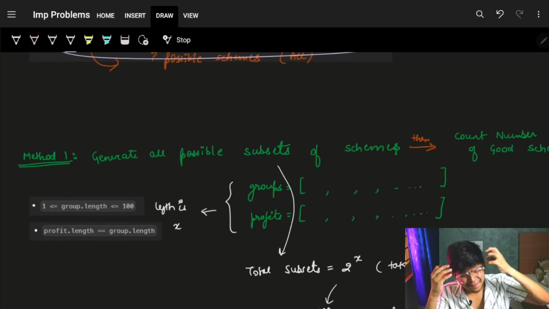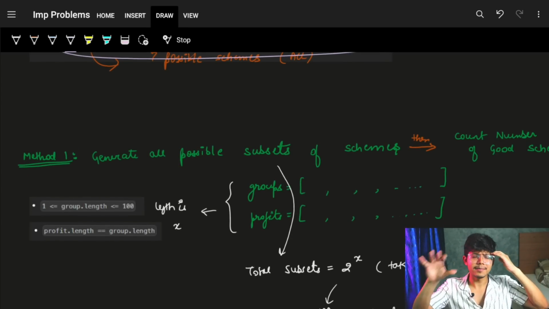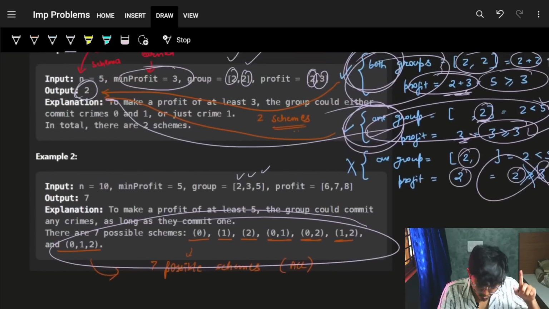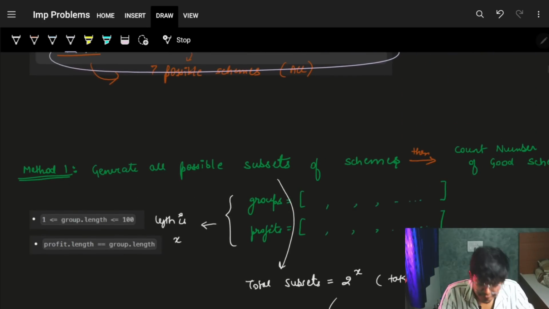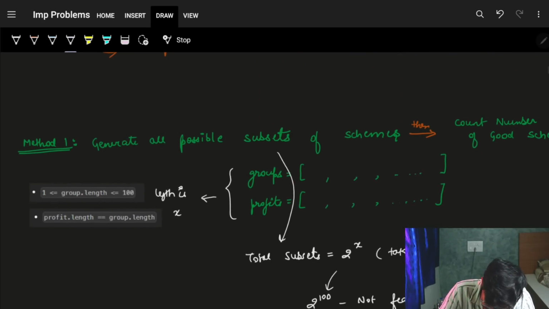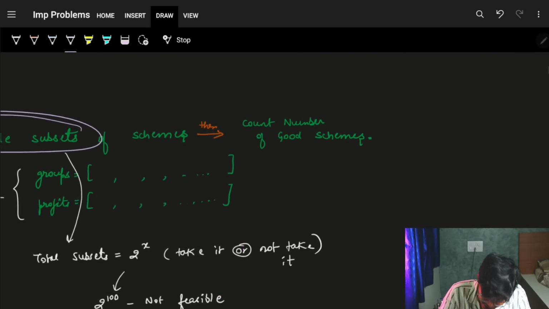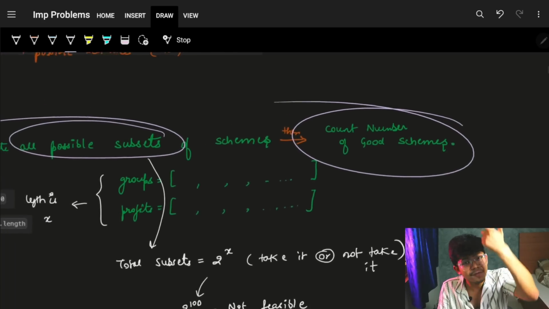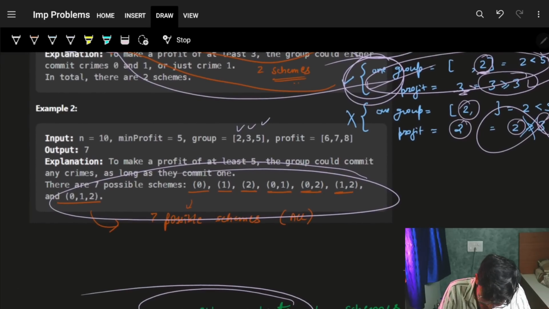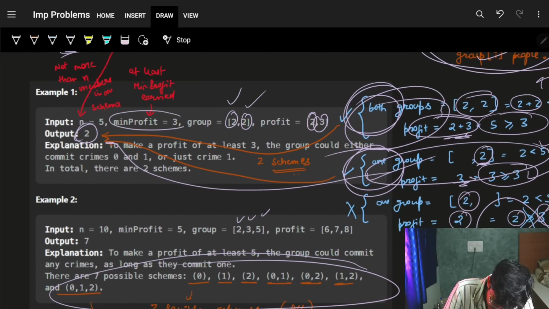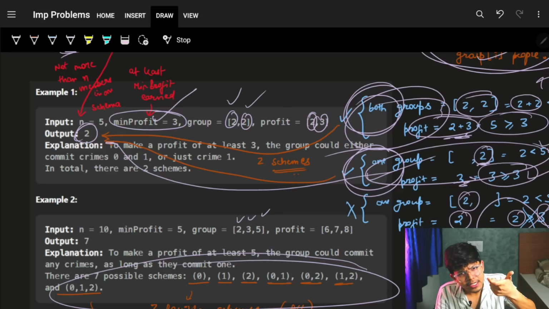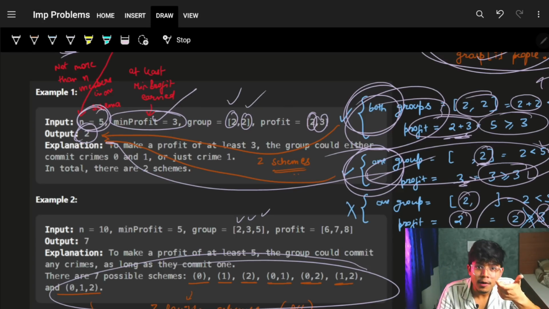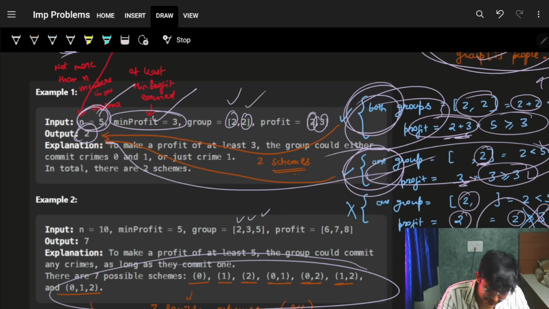So firstly, the very intuitive brute force solution which comes to our mind is that, okay, I'll generate, see, what I wanted was, it itself says a profitable scheme is any subset of these crimes. So why not generate all the possible subsets and check which one is a profitable scheme. How to check that? It is a condition which is said, okay, that if we choose a subset, the sum of profits should be greater than or equal to minimum profit, and the sum of group of i should be less than or equal to my n.